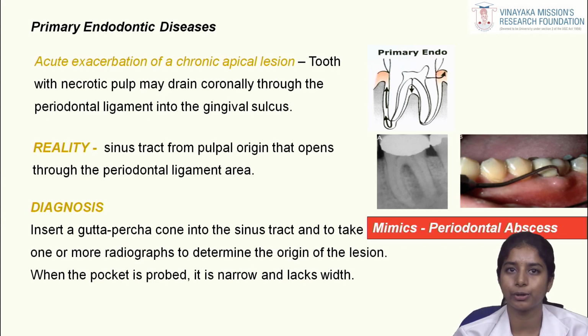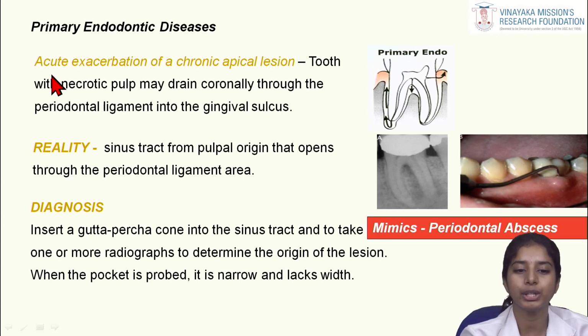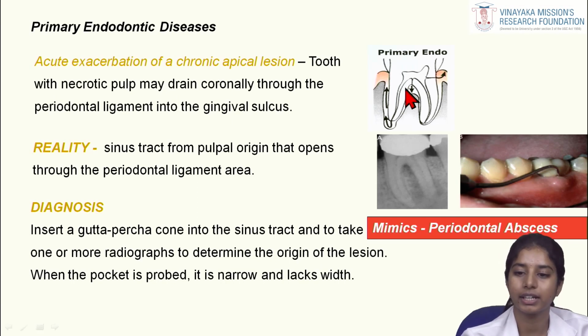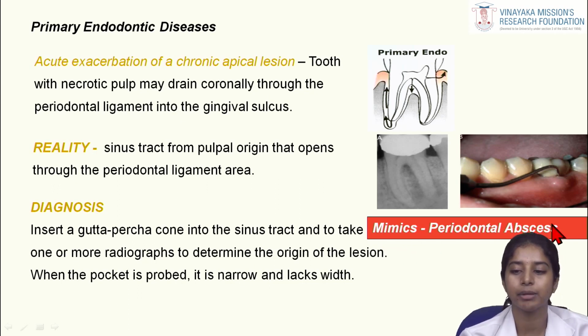First one, we have primary endodontic disease. There is acute exacerbation of a chronic apical lesion, and the tooth with necrotic pulp may drain coronally through the periodontal ligament into the gingival sulcus. Here we have a tooth with necrotic pulp, and it drains coronally through the periodontal ligament into the gingival sulcus, and this condition mimics a periodontal abscess clinically. But in reality, what happened was that a sinus tract from the pulpal origin opens through the periodontal ligament area.